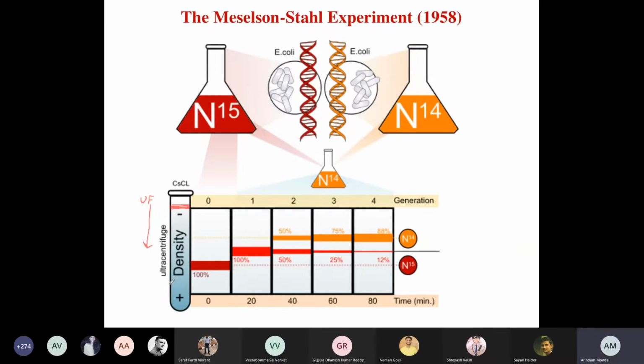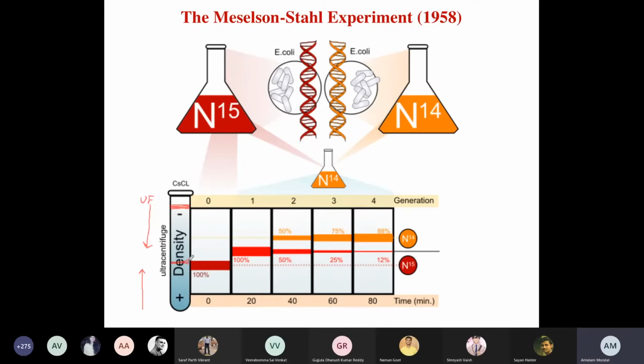Sorry, the viscous force, the frictional force, right? Because the viscosity of the gradient is highest at the bottom and lowest at the top, it will apply a frictional force, and the more the DNA penetrates through the gradient, the more the frictional force will increase, right? At some point, these two forces will be equal to each other, and the DNA will stop moving at that stage. As a result, it will create a band.